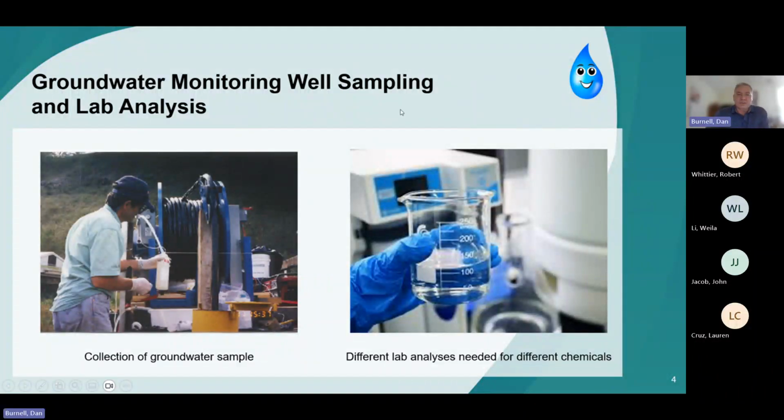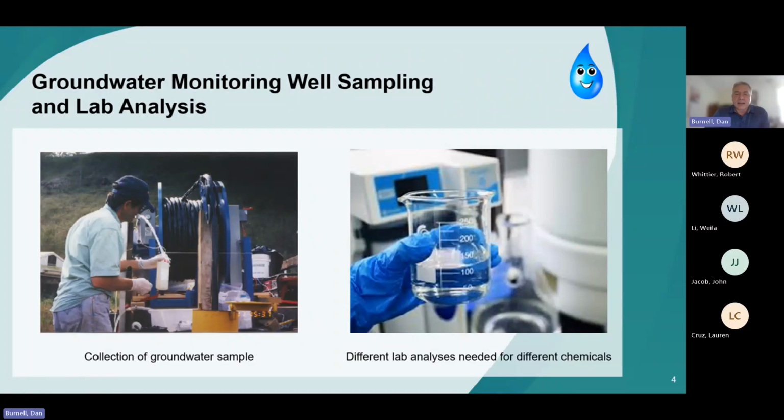As part of this process, when we have these monitoring wells and we want to assess the groundwater quality, we'll have people in the field go out and collect groundwater samples. Here's a picture of that process on the left. Those are monitoring wells. We'll first measure different indicator parameters to make sure we're getting a representative groundwater sample: the pH, the conductivity, and the temperature. Once those are stabilized, we'll collect the sample, package it, and send it to a laboratory for analysis.